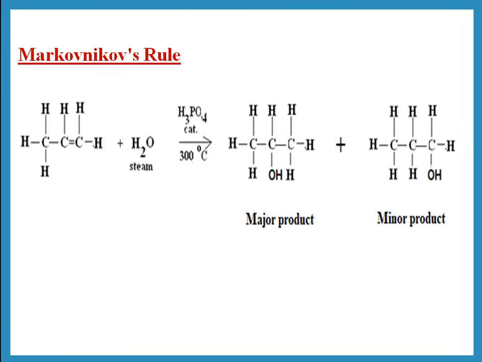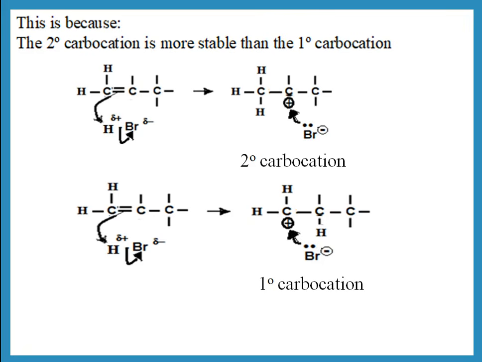Will the OH be in the middle or the OH on one end? They found, or Markovnikov's rule says, that the OH will be on the middle carbon, and that will be my major product, while I will have a little bit of the product with the OH on the end, and that is a minor product. Now, why is that? You should be able to explain that.